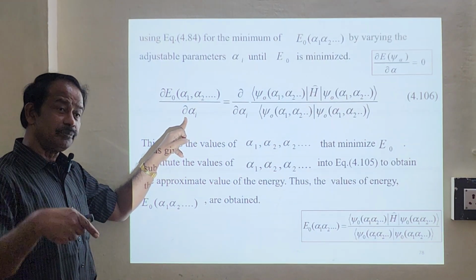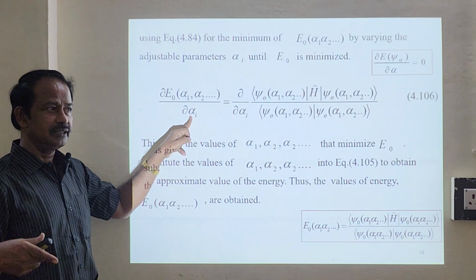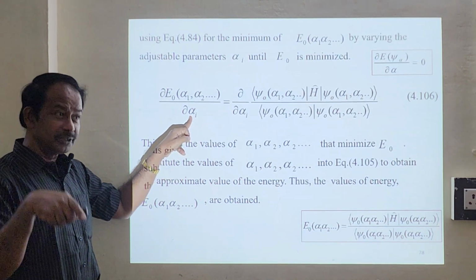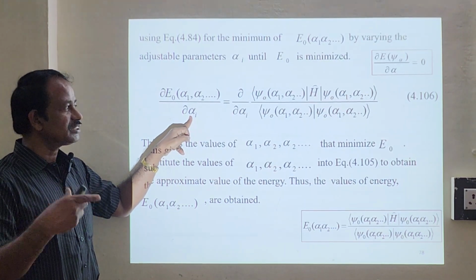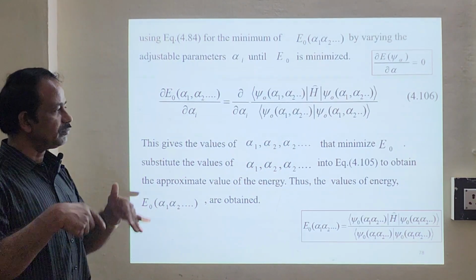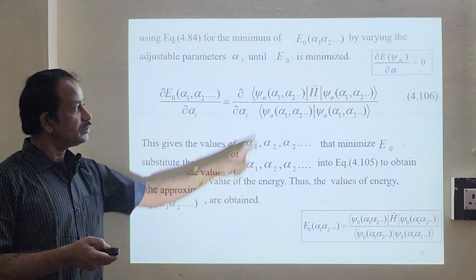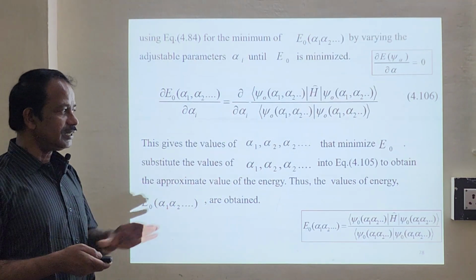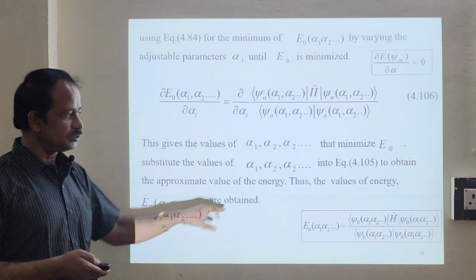Suppose we include more variation parameters, alpha 1, alpha 2, alpha 3. The more accurate an answer we are going to get. So if you include more adjustable variation parameters, then we minimize E naught and substitute those values in the Hamiltonian. From this Hamiltonian we will get the energy. Thus the values of energy will be given by this equation.